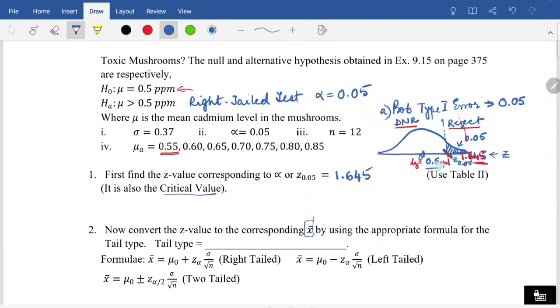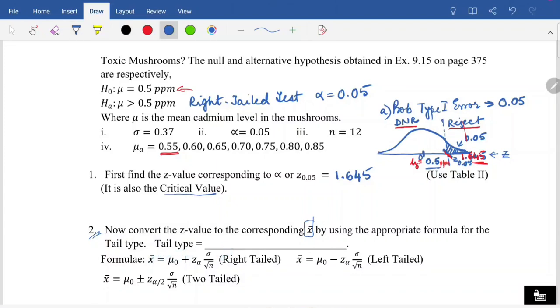The corresponding z value of that is 0 because it's at the center, and we just work with 1.645 as a critical value to differentiate the reject and the do not reject region. However, to find the beta value, we have to convert 1.645 to an x bar value. The process to do that is step 2.